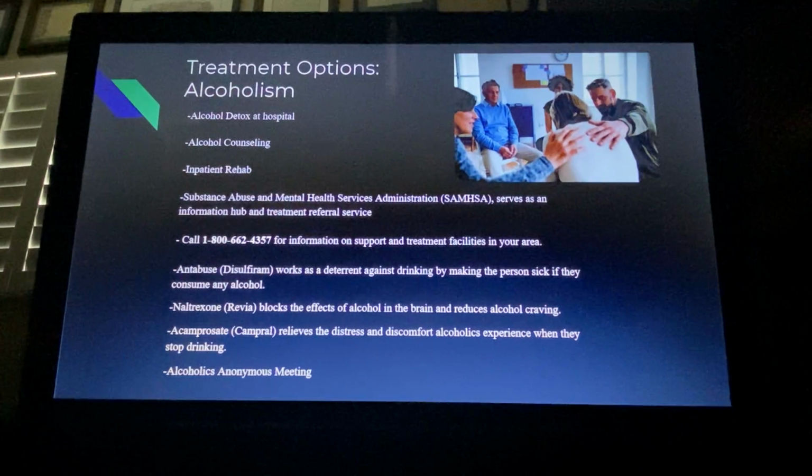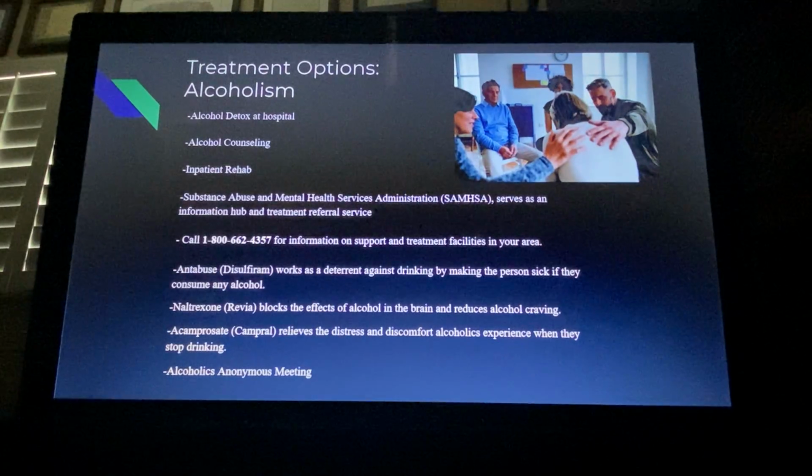Also, I liked this: there's actually pharmaceutical drugs you can take that help with alcoholism. Antabuse or disulfiram works as a deterrent against drinking because it makes one sick when they drink, so it kind of makes you not want to drink because you're gonna feel awful. Naltrexone blocks the effect of alcohol in the brain and reduces the alcohol craving, so this can help people that crave it.